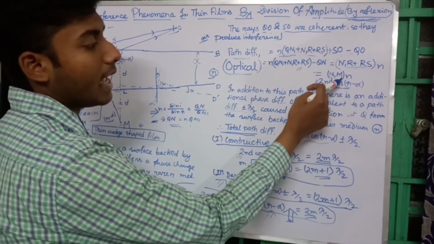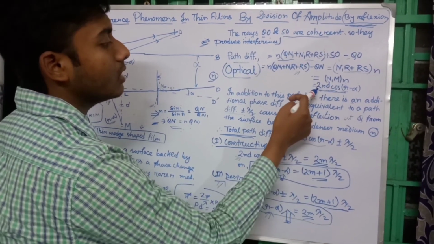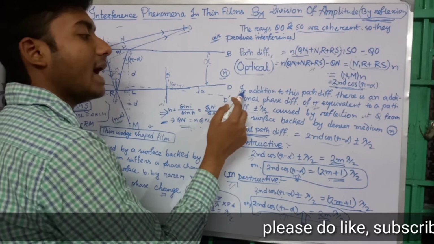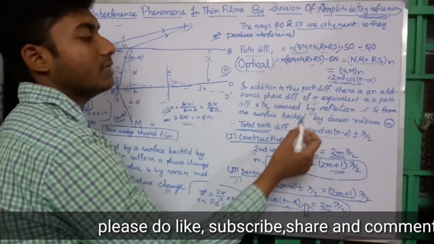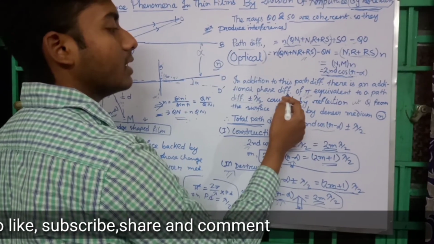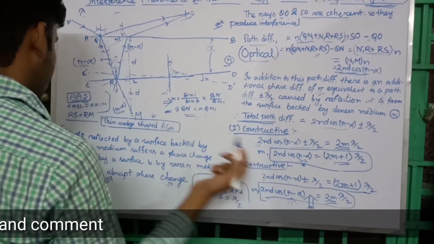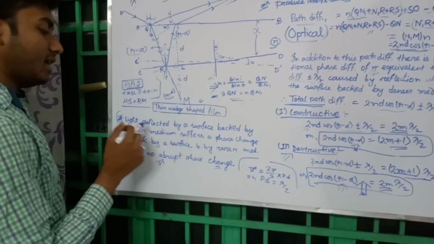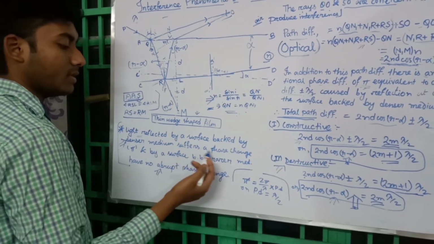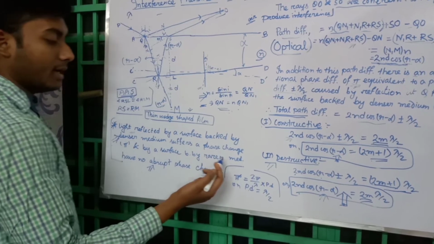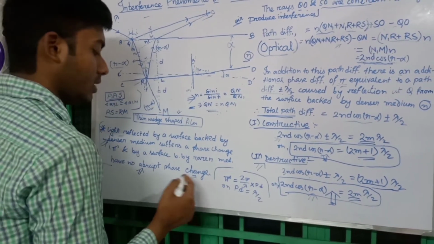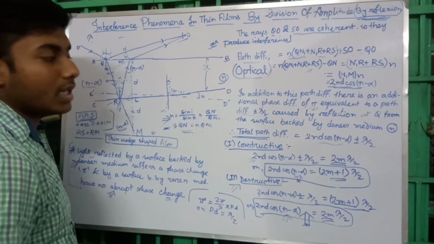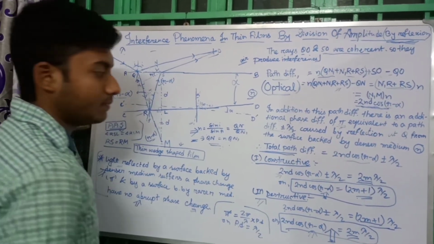So this N1M times N will be 2ND cos (R minus alpha). Now in addition to this path difference 2ND cos (R minus alpha), there is an additional phase difference of pi. This is gained from this theorem: light reflected by a surface backed by a denser medium suffers a phase change of pi, and by a surface backed by a rarer medium has no abrupt phase change. I have explained this theorem elaborately in another video. You can see that.